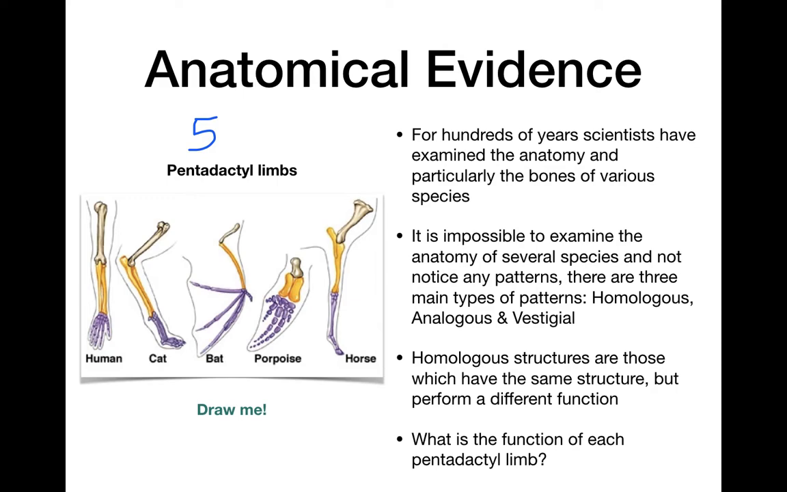At some point millions of years ago, there was some sort of common ancestor that all of these species evolved from, and that common ancestor had a pentadactyl limb. The cat adapted it to climbing, the bat adapted it to flying, the porpoise adapted it to swimming, we adapted to grasping things, horses adapted to running really fast. Everyone adapted differently. And those are homologous structures, okay? Same structure, different function.